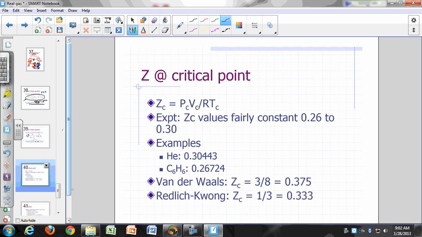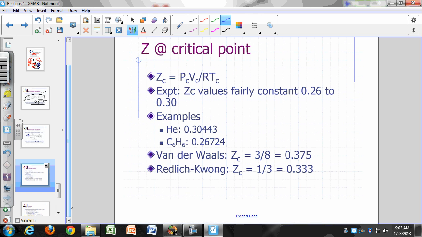All right. So what's the value of Z at the critical point? Experimentally, you'll find that Z at the critical point is fairly constant, anywhere from 0.26 to 0.30. Again, an illustration of the principle of corresponding states. You can see it's not exactly just one number. So helium, for example, is 0.30443. C6H6, benzene, has a value of 0.26724.